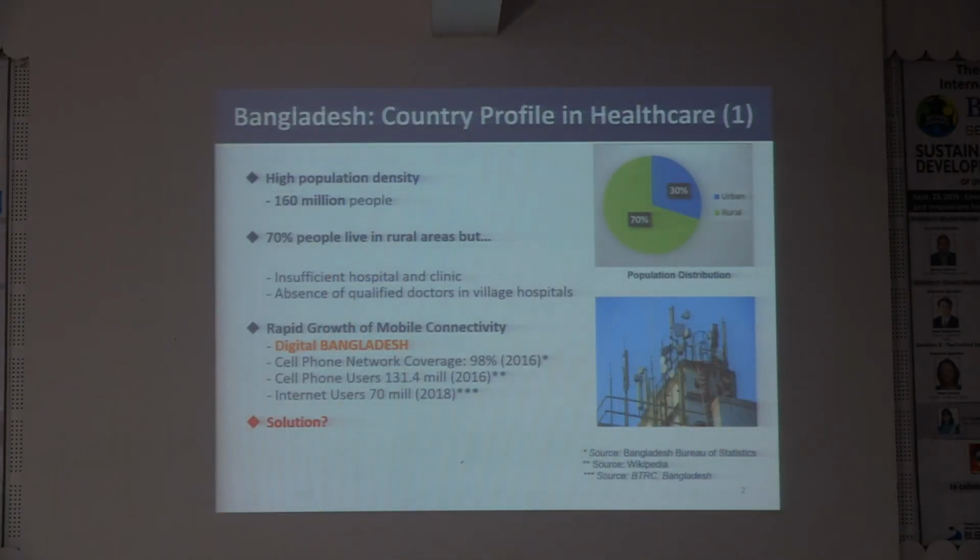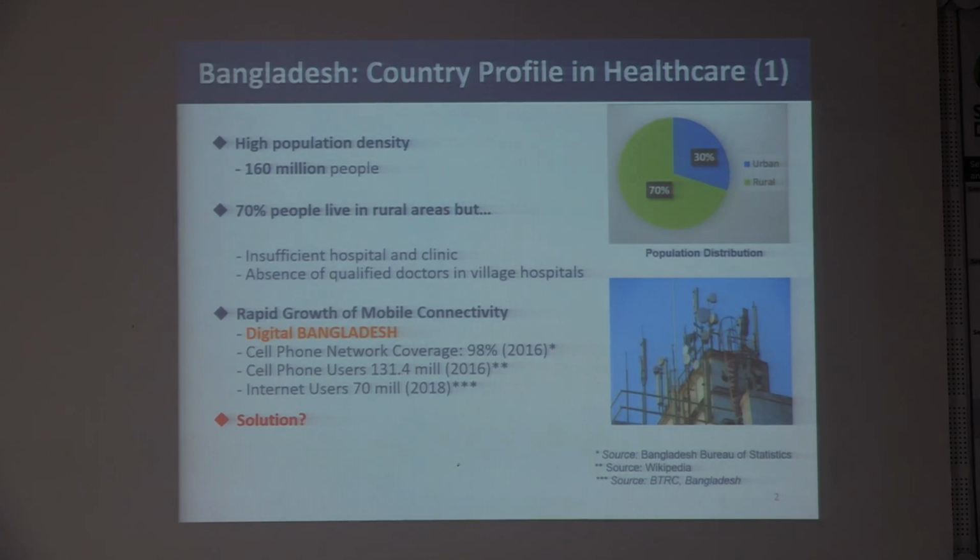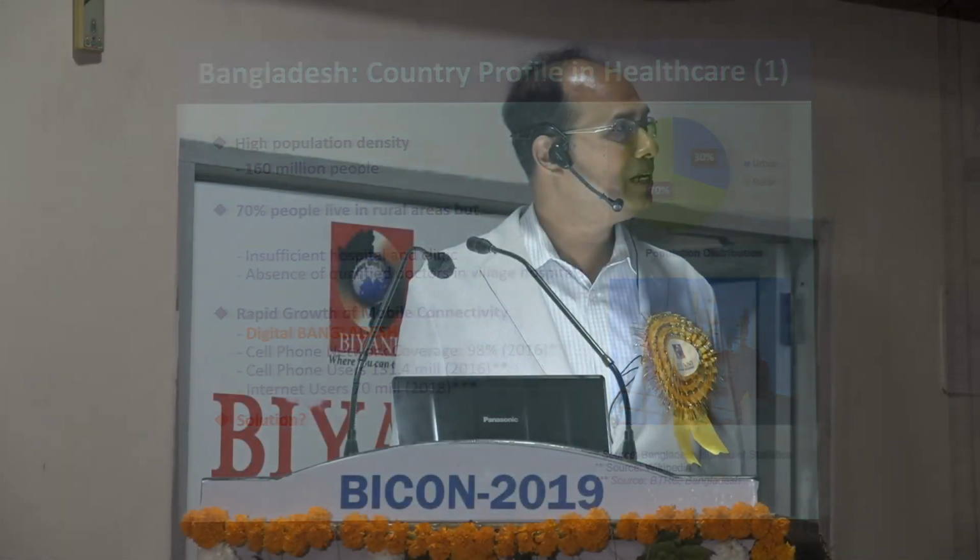To understand why we started working on healthcare, if you see a little background of Bangladesh, as I'm from Bangladesh, if you see the country profile, healthcare profile, you can understand it better. Bangladesh is a highly densely populated country. We have about 160 million people. It is a very small country, but the population is very high. And interestingly, 70% of our population lives in the rural area, in the village area. But unfortunately, like any other developing country, we have fewer facilities in the rural area. So where most of the people live, they have fewer facilities for healthcare services.